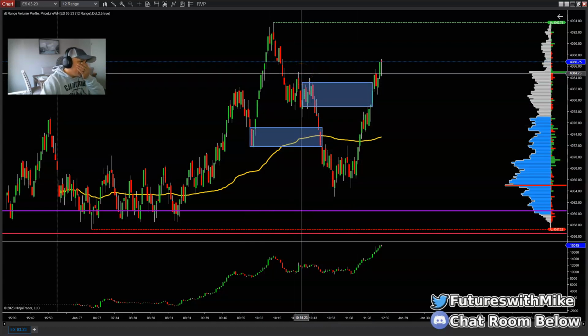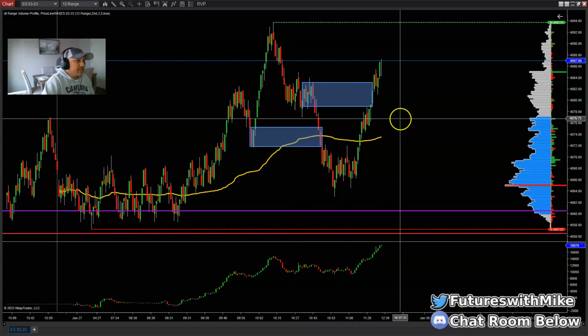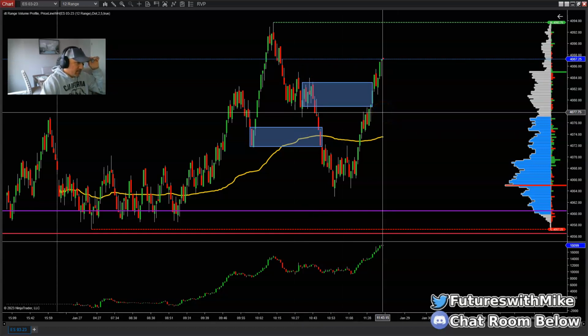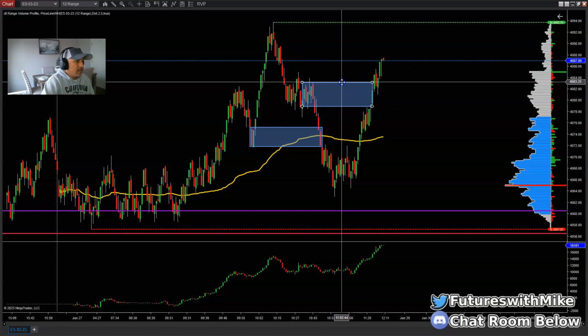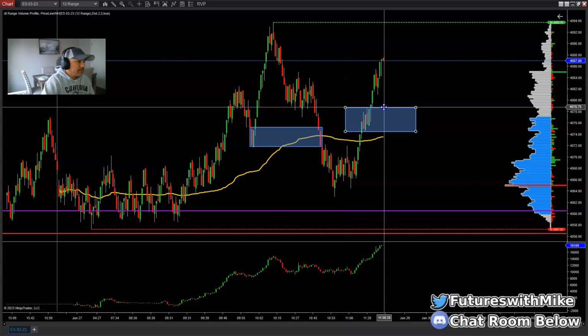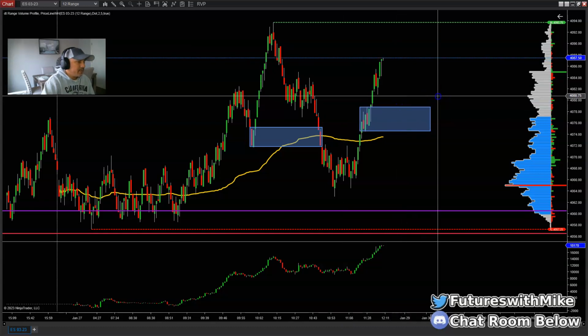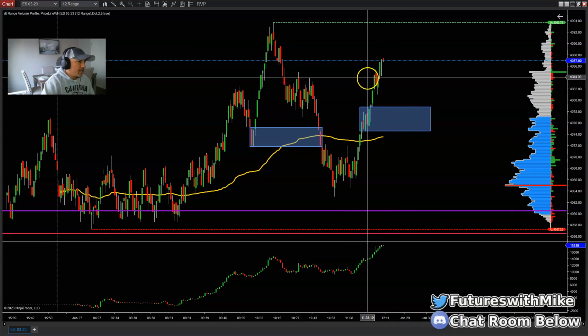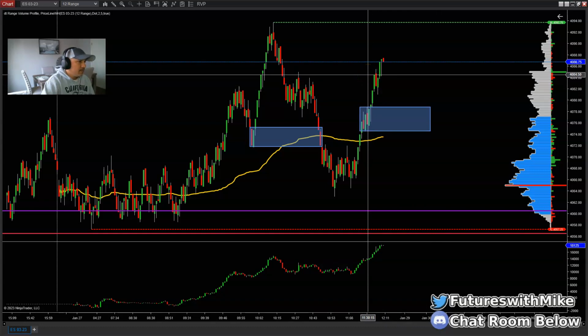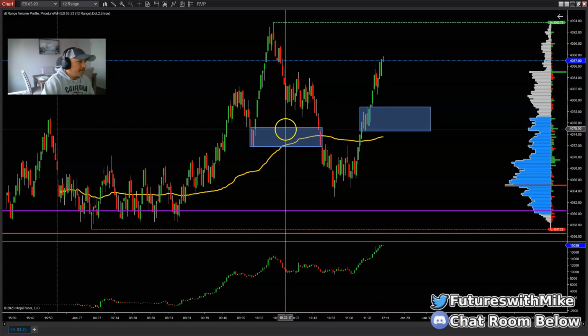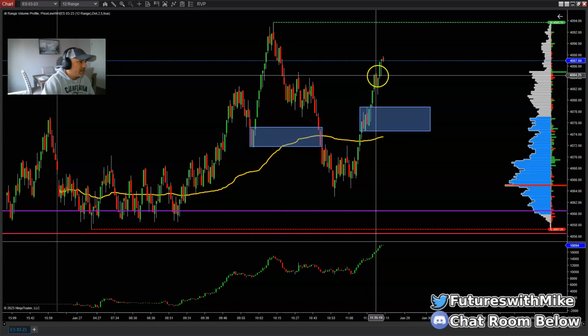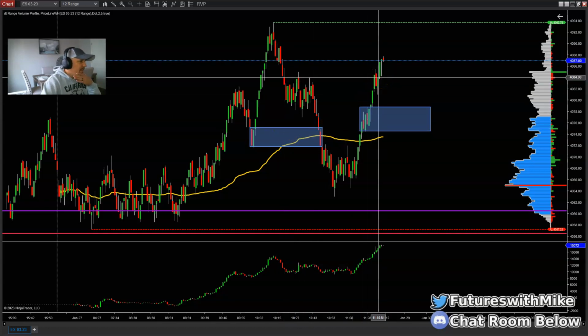So in this case, the best thing is really going to be to look for nice pullbacks. Now I would be looking for something in this area right here, or if the market continues breaking to the upside, maybe back down to this area right here. So we'll see what happens. If so, I'll move this box right here to this area of demand. So let's see what happens.